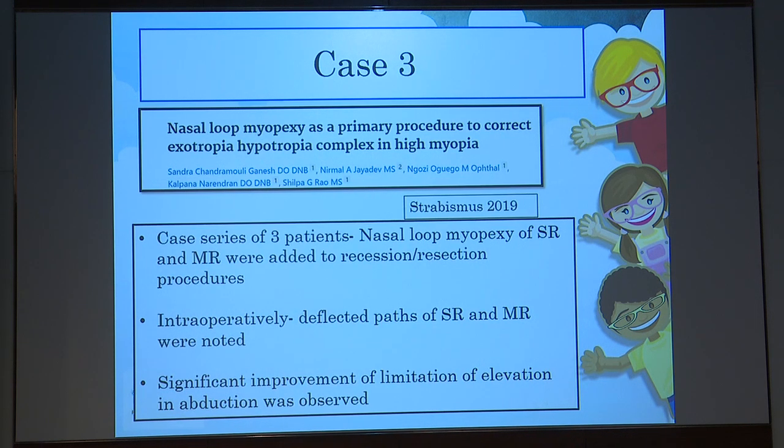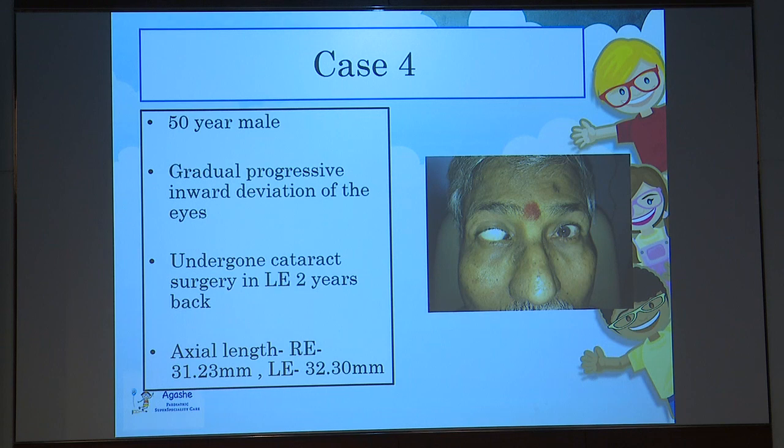A nasal loop myopexy as a procedure in these patients has been reported by Dr. Sandra and group. Intraoperatively, they found that the parts of superior rectus and medial rectus were deflected, and instead of adding a vertical rectus to correct the hypotropia, they did a loop myopexy and found significant improvement of limitation of elevation in abduction. Doctor, can you please summarize case number 4?